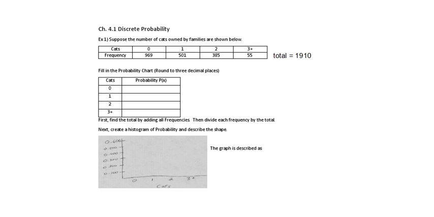Now, in order to find each probability, we will divide each frequency by 1,910. So first up, we will do 969 divided by 1,910. And if you do that, you're going to get 0.507. All right, next, we will do 501 divided by 1,910. And that's equal to 0.262.